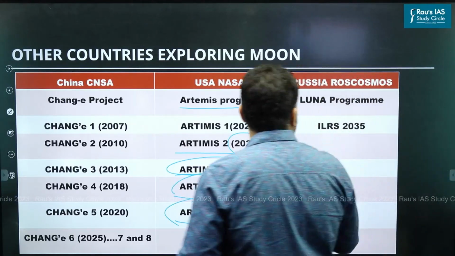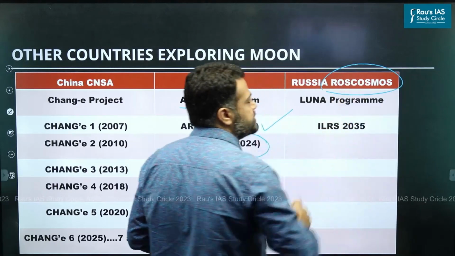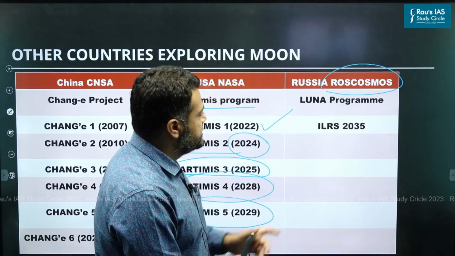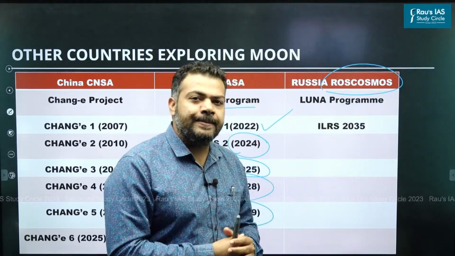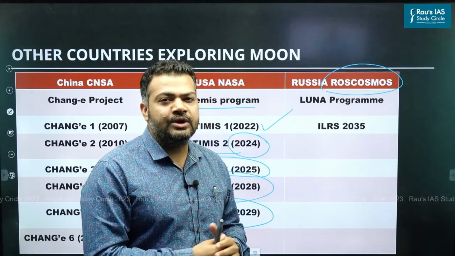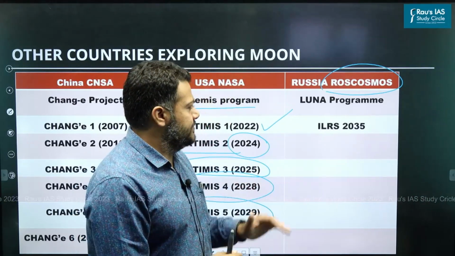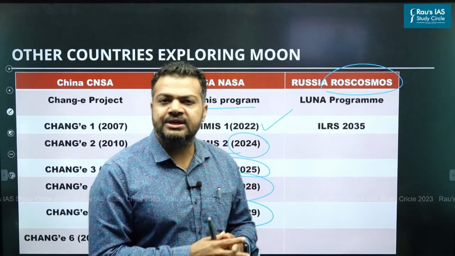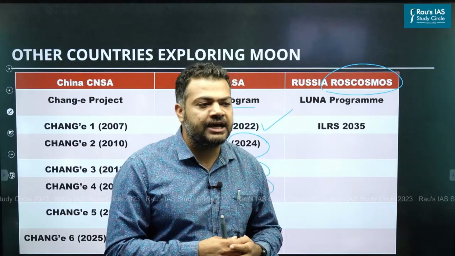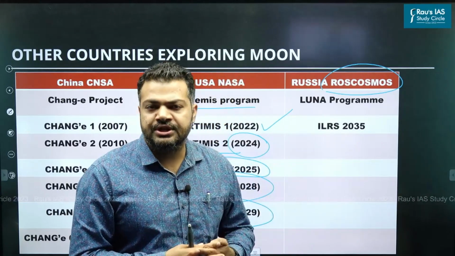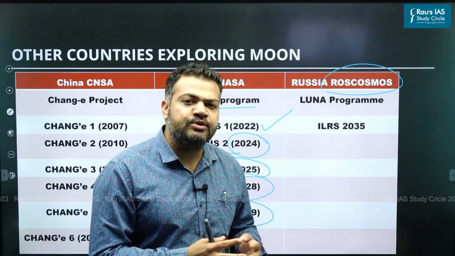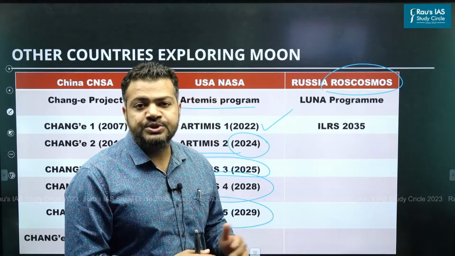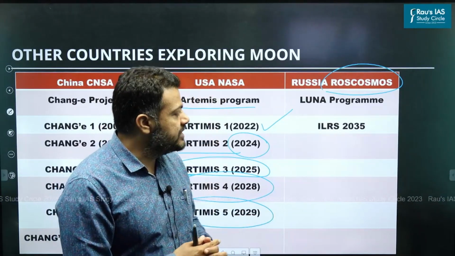Then comes Russia, guys. Russia's space organization is called Roscosmos, and they already have a lunar program, but you know recently the Luna 25 probe has failed. So technically the work of Russia in moon exploration has not been very significant for a very long time. And this lunar probe was also the Russian attempt of reaching the moon after a gap of almost 50 years. And unfortunately, this has failed. The Luna 25 probe has failed.